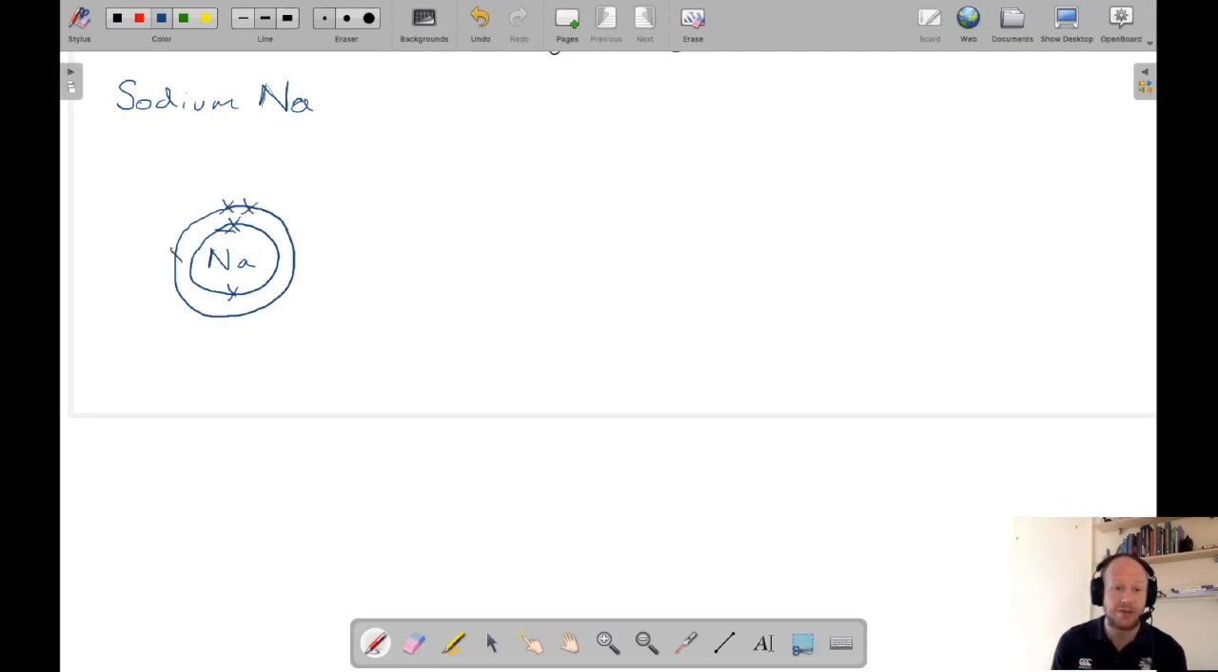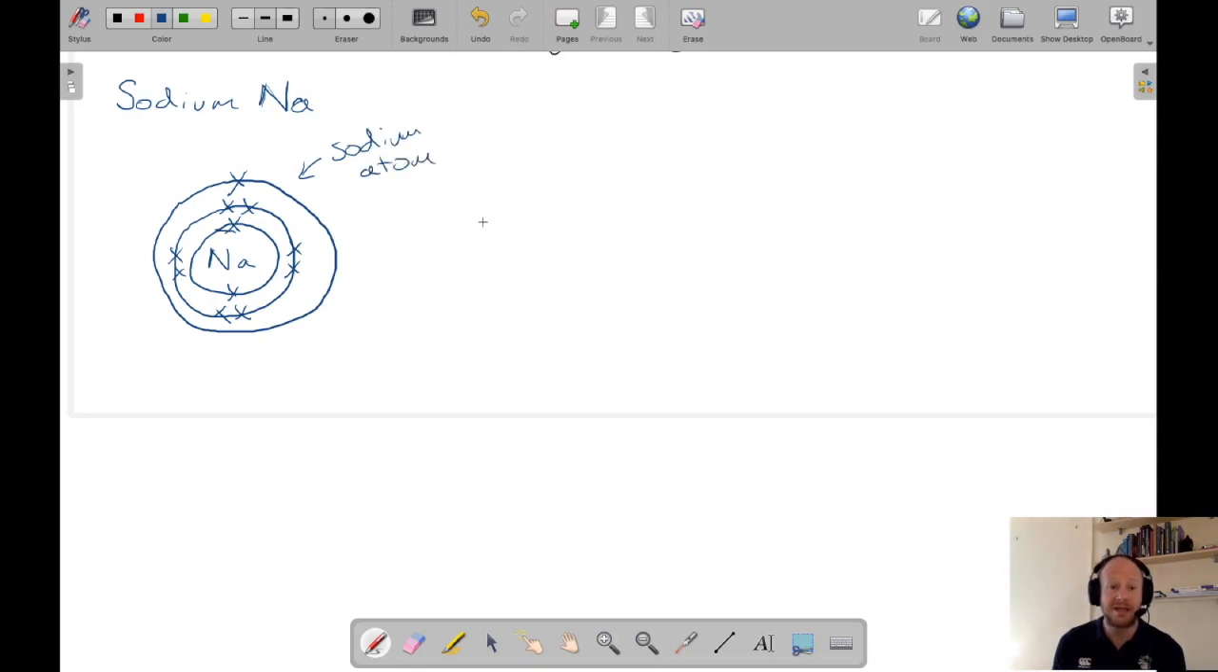So we've got 1, 2, 3, 4, 5, 6, 7, 8. Right now I've got 10 electrons. And so we're going to draw another shell here. I'm going to put our last electron in there. So this is a sodium atom. It is not a sodium ion.